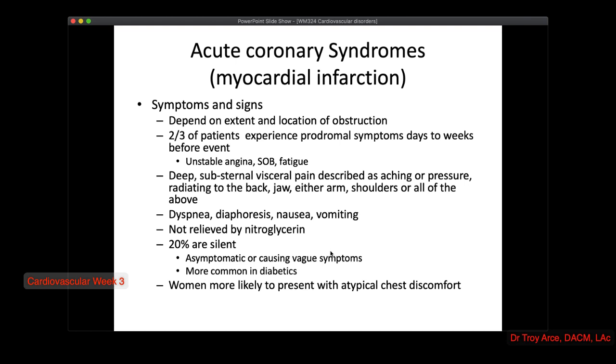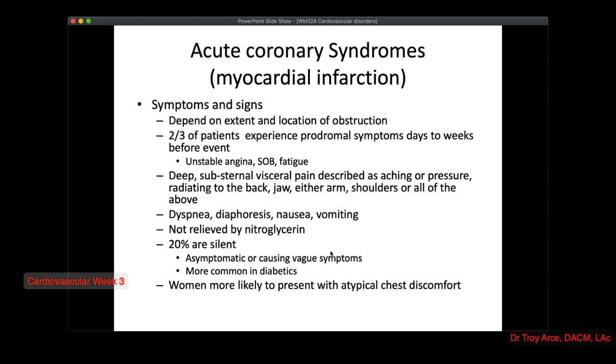They're going to have dyspnea, diaphoresis. What's diaphoresis? That's sweating. Nausea and vomiting, and it's not going to be relieved by their normal nitro that they carry. Twenty percent are silent heart attacks, and they are asymptomatic or cause vague symptoms. And this is more common in diabetes.